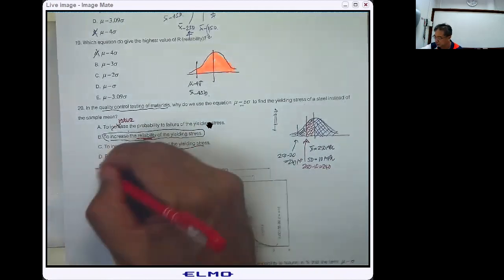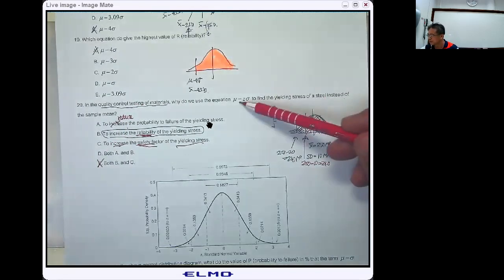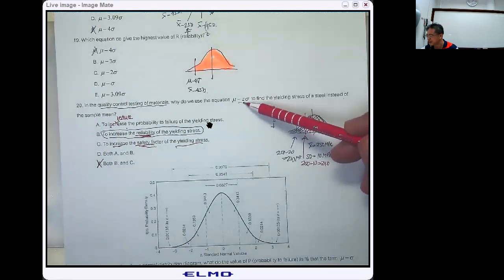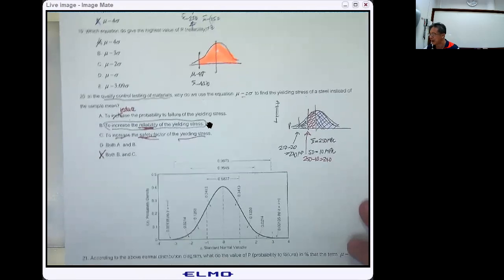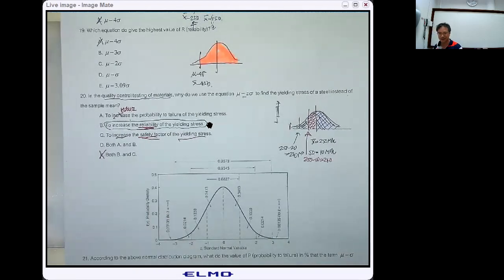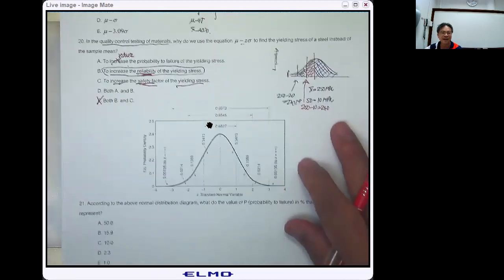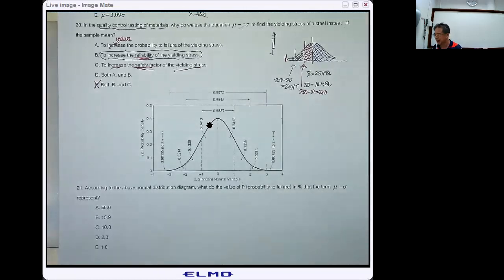So by doing this, when you use this mean minus C standard deviation, you're going to increase the reliability, reduce the probability of failure, and increase the safety factor of the mechanical property used in your quality controlling test. And this is a graph that shows something about what I drew over here.